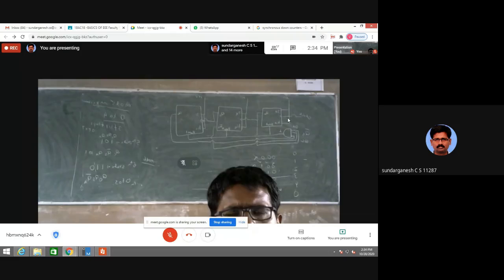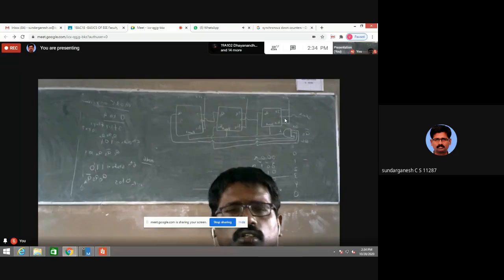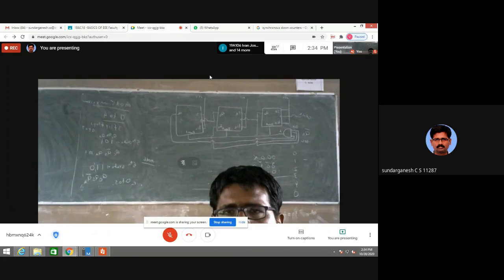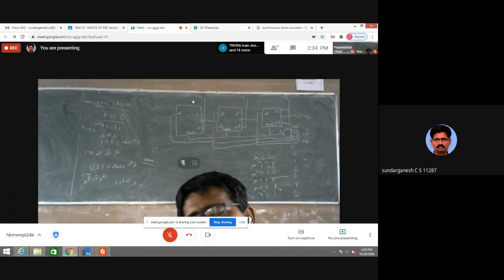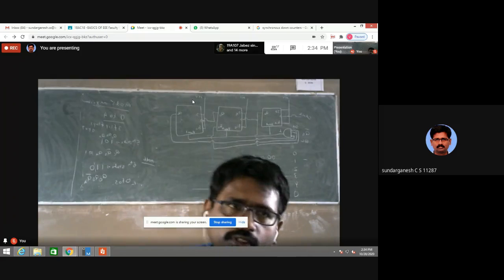Next is the synchronous counter. In the morning we saw asynchronous counters. Now we have to see synchronous counter design. Similarly, up counter, down counter, then modulus counter, we have to do in synchronous also. The circuit connection is somewhat different when compared to an asynchronous counter. We will see how it works.